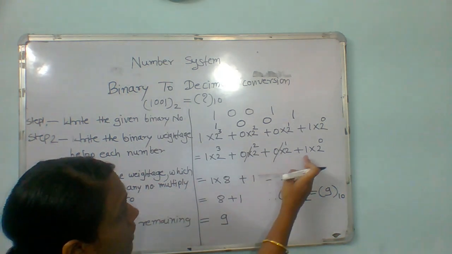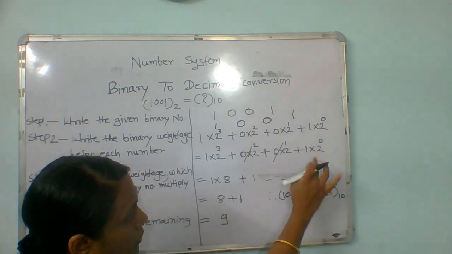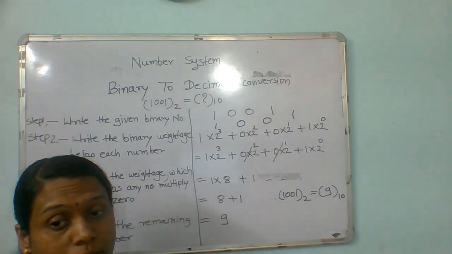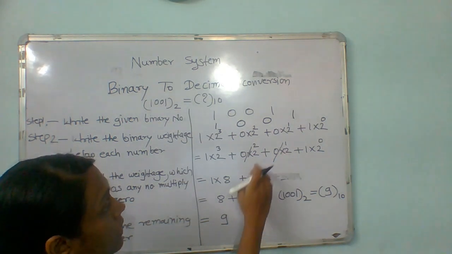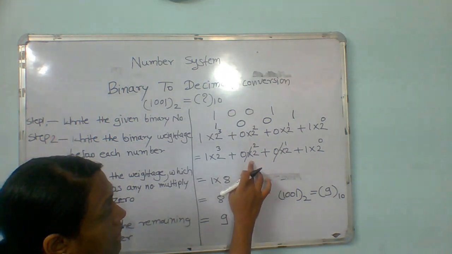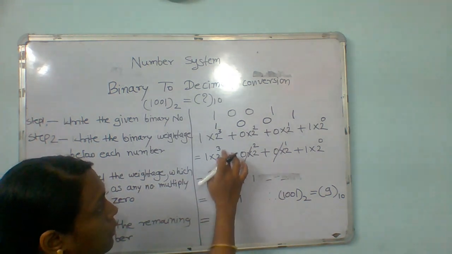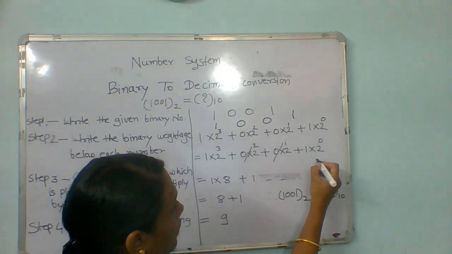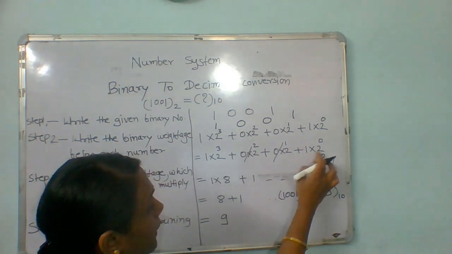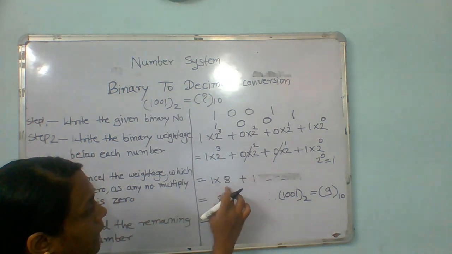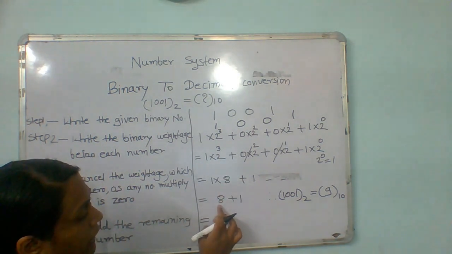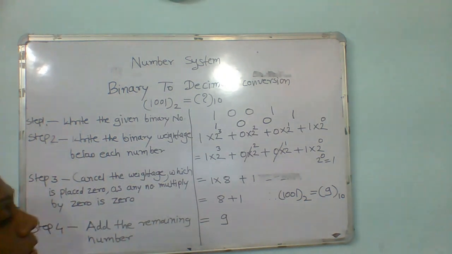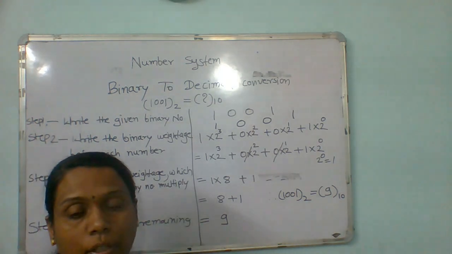Now see, 2 raised to 0 into 1, this calculation will take place. 2 raised to 1 into 0: as any number multiplied by 0 becomes 0, this will be cancelled. The same here, this multiplication will be cancelled, and 1 into 2 raised to 3. Here 2 raised to 0 is equal to 1, so 1 into 1 is 1, and 2 raised to 3 is 8, so 1 into 8 is 8. 8 plus 1 is 9. So this is the conversion of your binary number into the decimal number.